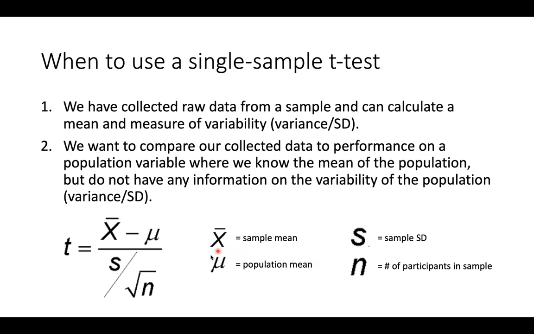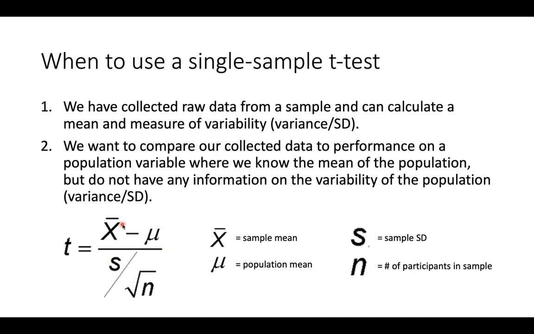So we're looking at a known population mean. We don't have the population standard deviation, but we have our sample mean, sample standard deviation, and obviously we know the number of participants in our sample. So we want to compare our sample to the known population. The best way to learn about this and figure it out is to break down this formula.